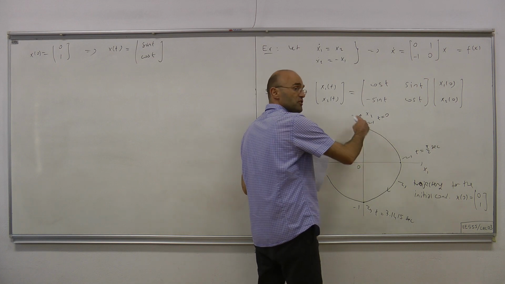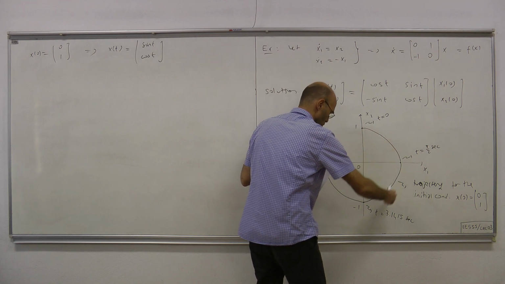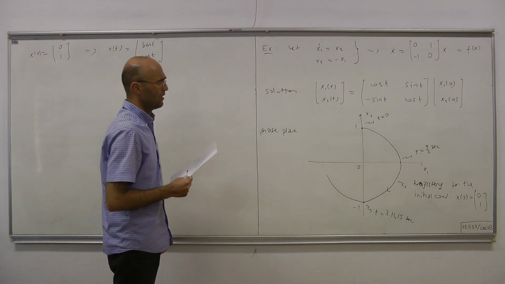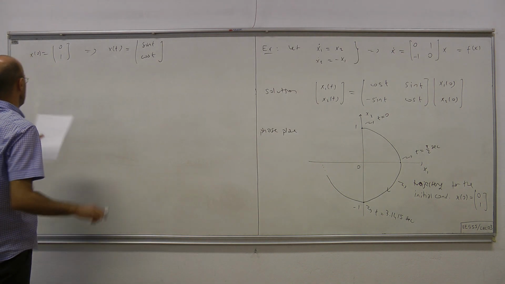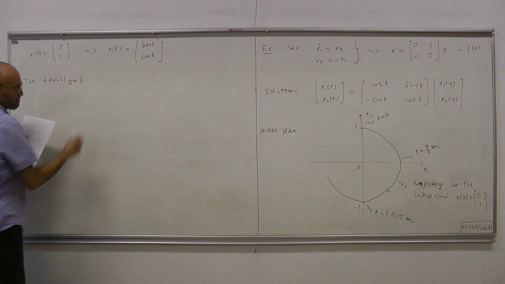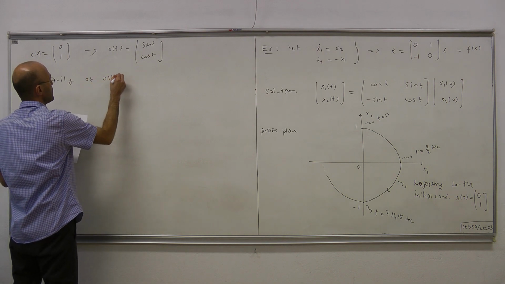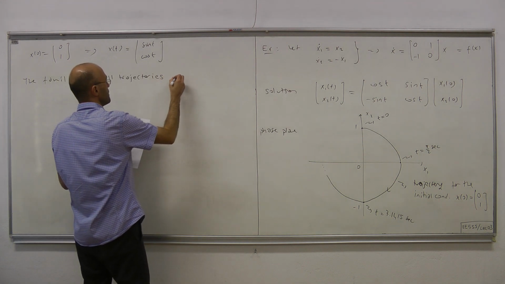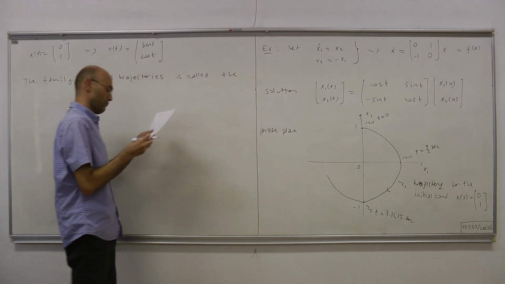This is where we start, and then as time goes on, t equals 0, then t equals 0.1, 0.2, and so on continuously. Then this is what we do. We always move in circles in clockwise direction. Now, a new definition: the family of all trajectories is called the phase portrait of the system.